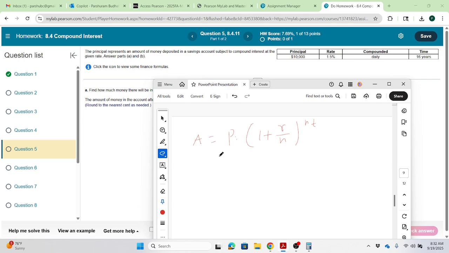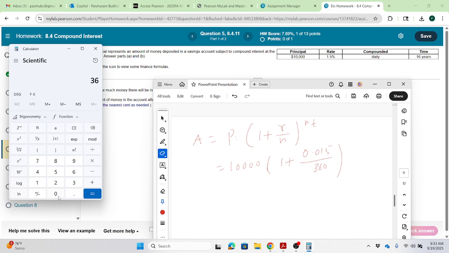In this question, the principal is $10,000. The rate is 1.5%, which is 0.015. N means it's daily, so we are going to use 360 days in a year. N times t is 360 times 16. So we are going to do that calculation first. 360 times 16, because there are 16 years, is 5,760.